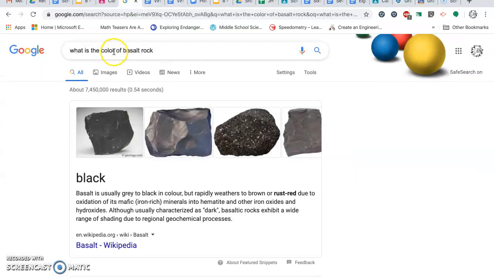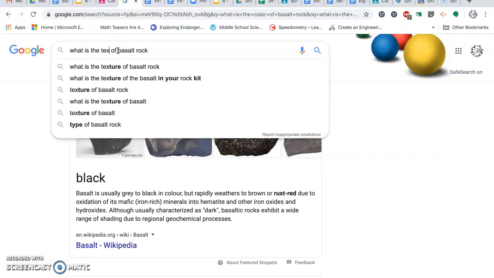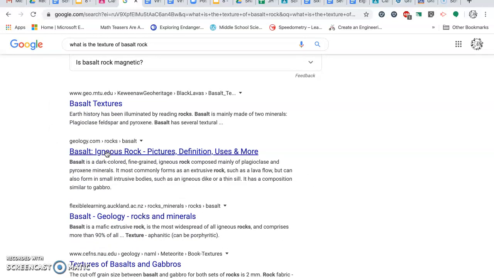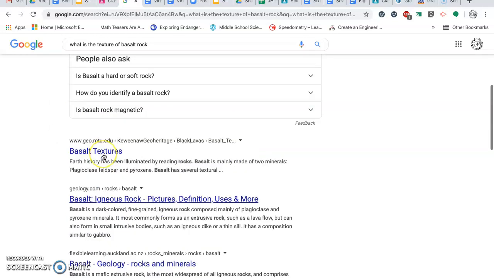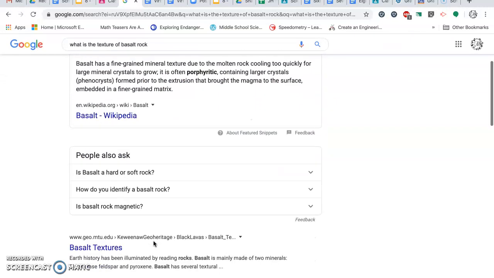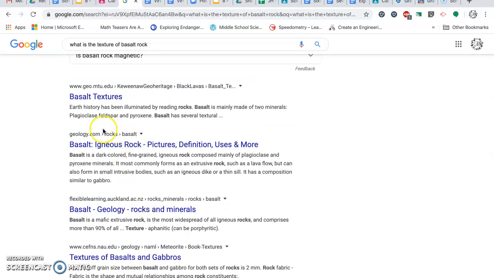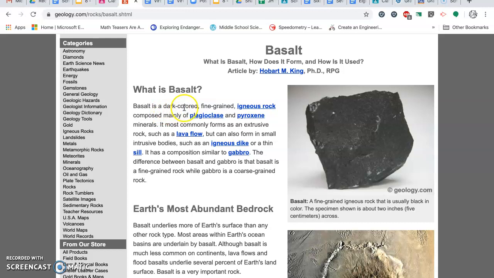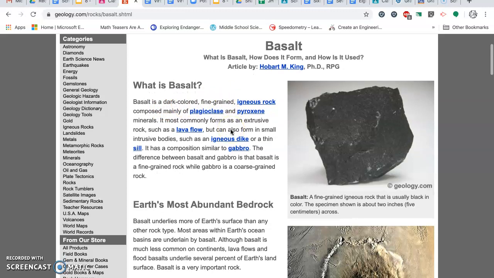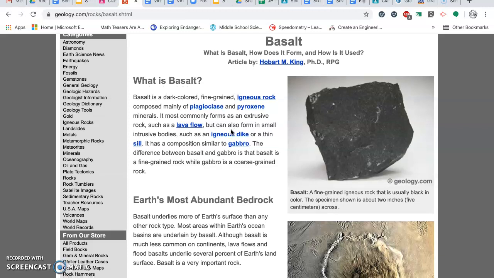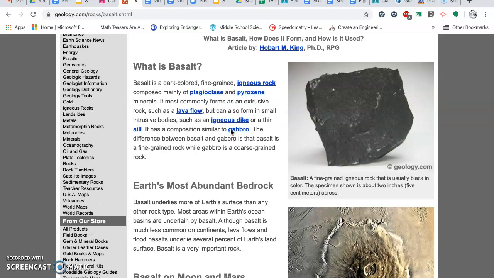Texture. What is the texture of basalt rock? All right, we can come down here. I typically try to stay away from Wikipedia. I know there's some merit to it and some people have good postings, but I would tend to trust sites like geology.com. Probably has decent, reliable information. So let's look at this. Basalt is a dark-colored, fine-grained igneous rock. It is mostly formed as an extrusive rock, but can also form in small intrusive bodies. It has a composition similar to gabbro.